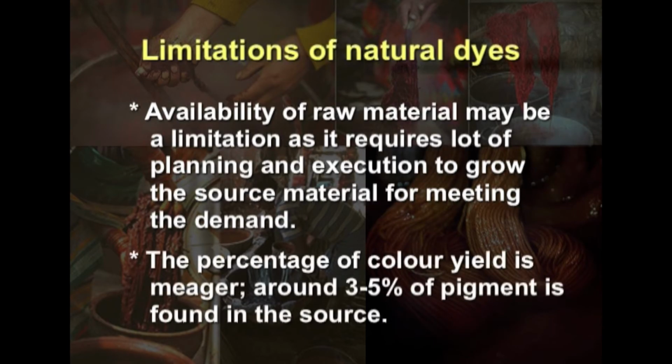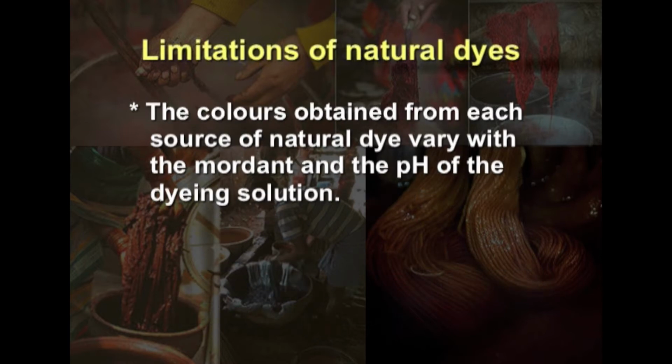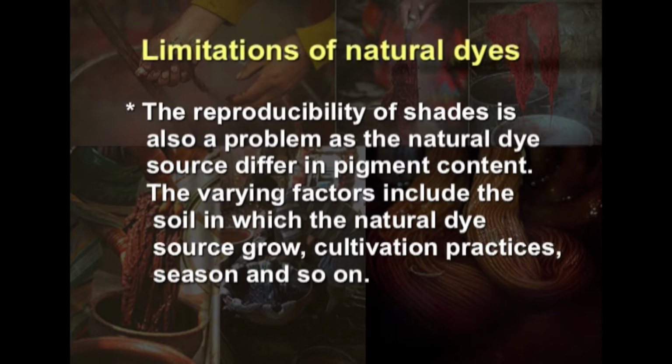And the percentage of color yield is meager, around 3 to 5% of pigment is found in the source, and so we need a lot of raw material for this. The colors obtained from each source of natural dye vary with the mordant and the pH of the dyeing solution. Therefore, skilled personnel are required to understand the complexity of the dyeing process. The reproducibility of shades is also a problem, as the natural dye sources differ in pigment content. The varying factors include the soil in which the natural dye sources grow, cultivation practices, the season, and so on.